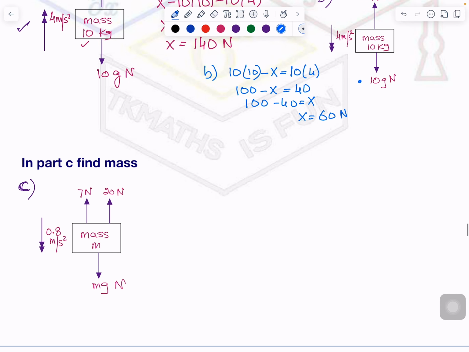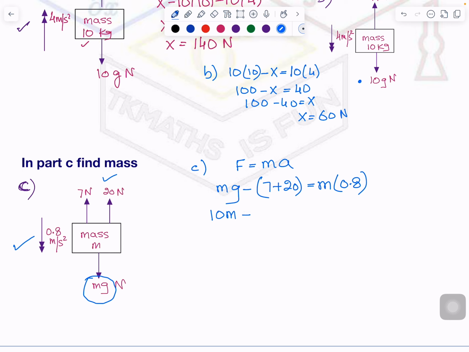And what will you do in this case? Last case. Again, acceleration is happening downward. It means this is the greater force compared to these two which are acting upward. So if I write here the resultant force in Newton's second law, it will become mg minus, and I will add these two or I can subtract these two separately, your choice, right? Mass and acceleration is 0.8. Pick up your calculator, please. So it is 10m minus 27 equals 0.8m.